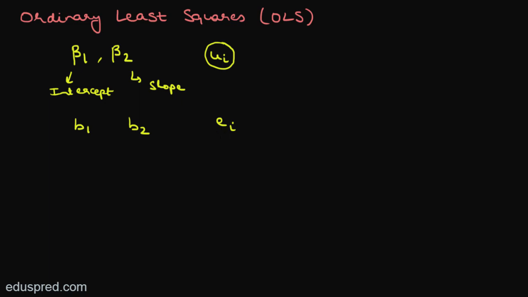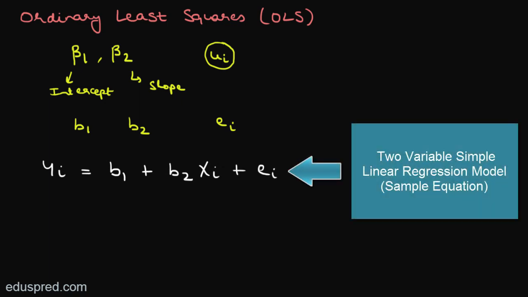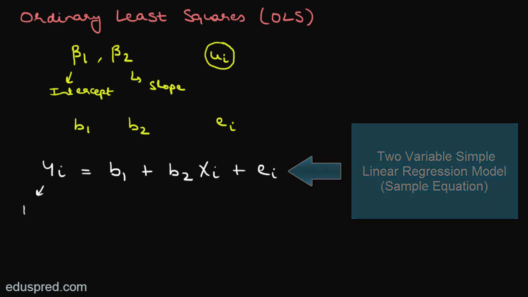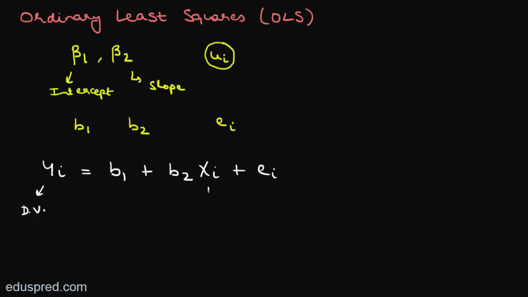Now note that our problem statement is we have to estimate the population regression function on the basis of the sample regression function. To learn how to do this, let us consider the simplest possible linear regression model, that is the two-variable linear regression model. So yi is equal to b1 plus b2 xi plus ei. This is a two-variable simple linear regression model in which we have one dependent variable, DV, and one independent variable, IV.